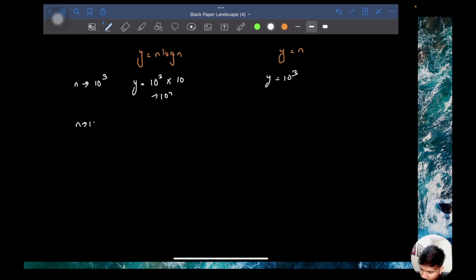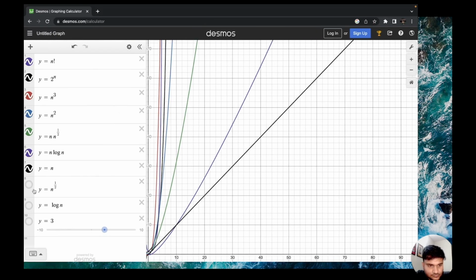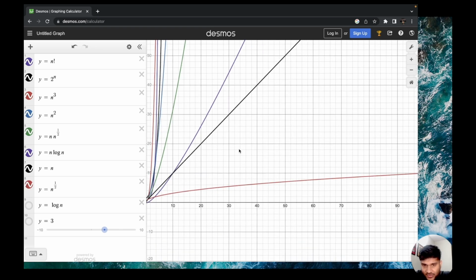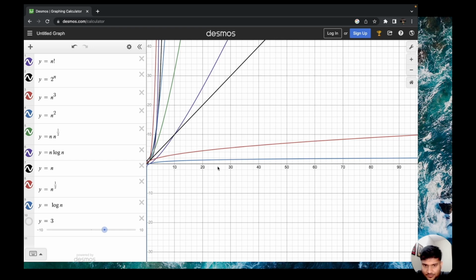If the value of n becomes 10 raised to the power 6, this will become 10 raised to the power 6 into 20, that is 2 into 10 raised to the power 7, whereas this will be 10 raised to the power 6, right? So these are approximate numbers, okay? Then we have something like root n. See, root n is significantly better than y is equals to n. Then you have something like log n. Log n is even better than root n.